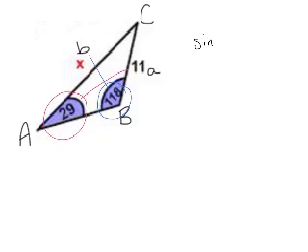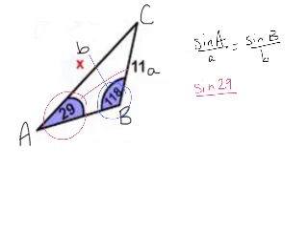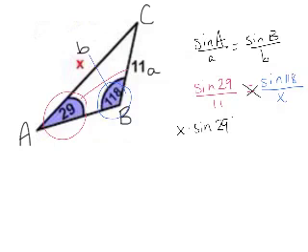I'll set it up as the sine of big A over little a is equal to the sine of big B over little b. All right, my A pair says the sine of 29 degrees over 11 is equal to the sine of 118 degrees over x. At this point, I'm going to cross multiply. So I have x times the sine of 29 degrees is equal to 11 times the sine of 118 degrees.